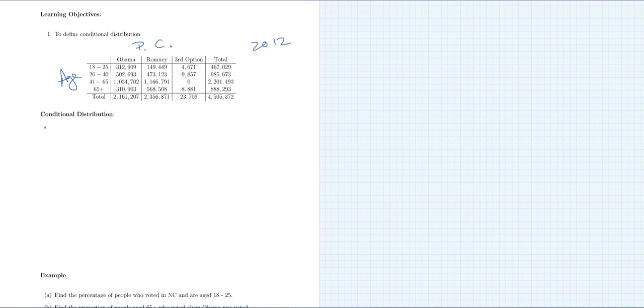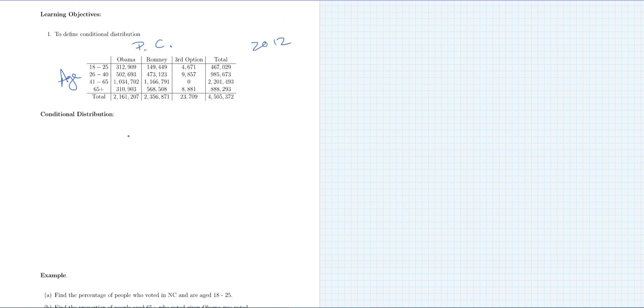Let me give you an example, because I understand that that wording might be confusing. What if we wanted to know the percentage of 26 to 40-year-olds who voted for Romney? You might just say that it's this 473,000 people, but that's not the percentage of 26 to 40-year-olds who voted for Romney. That's just the number of people who happen to be 26 to 40 and voted for Romney out of all the individuals. That's the intersection.